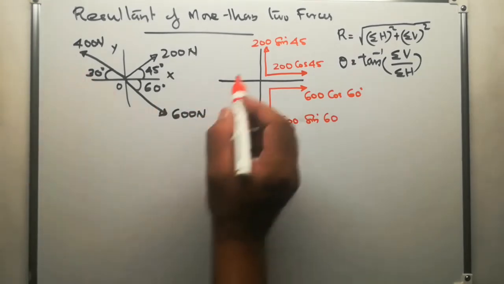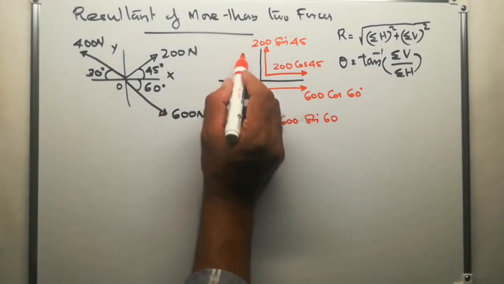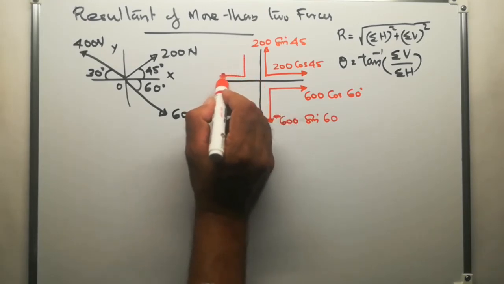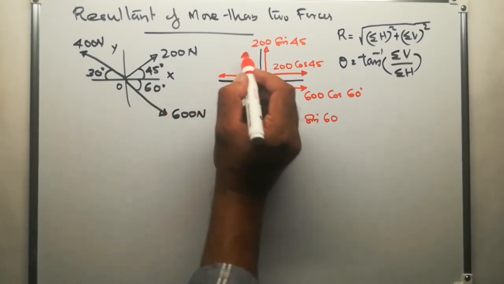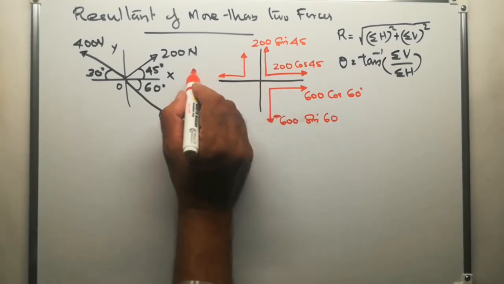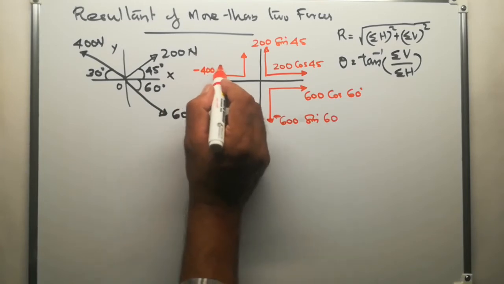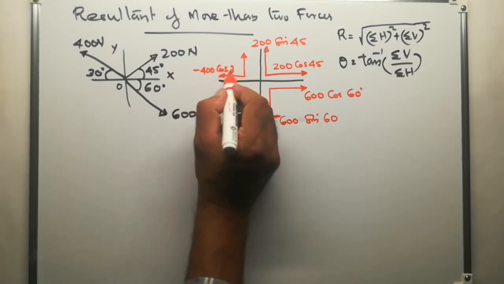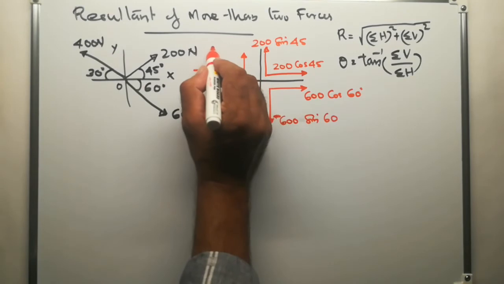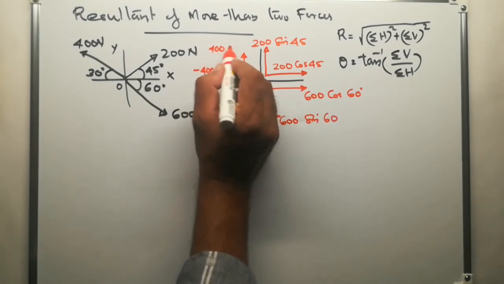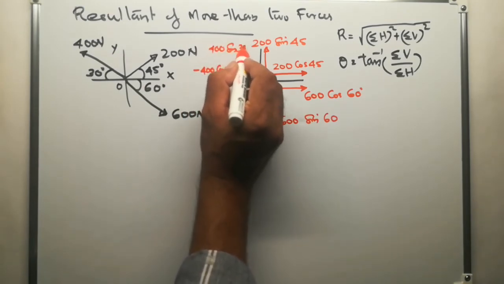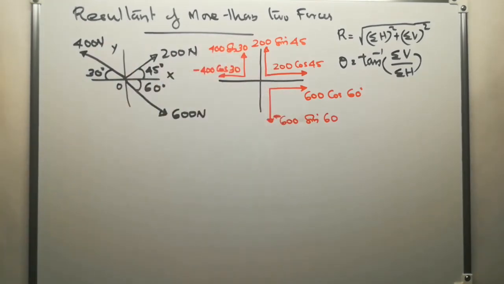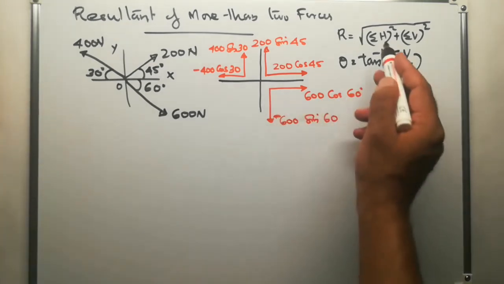What about this 400 Newton? The components will be like this. The horizontal component will be minus 400 cos 30 and the vertical component plus 400 sin 30. These are the components. Now we will find out sigma H.